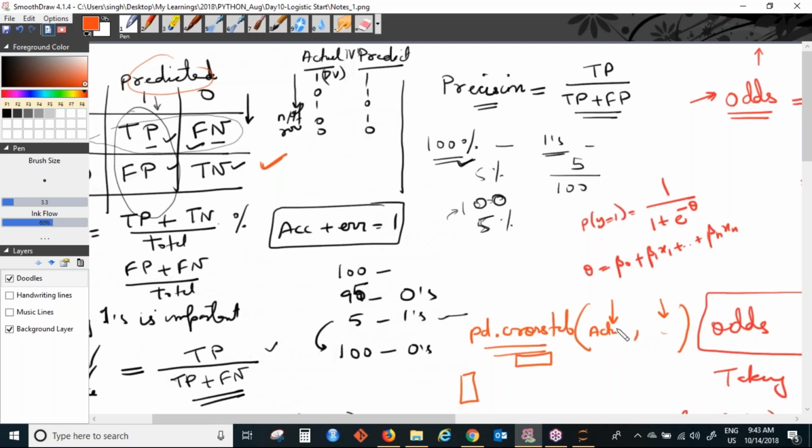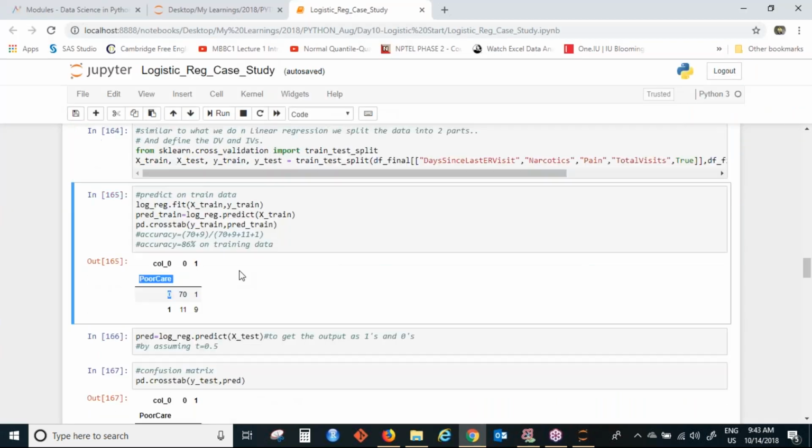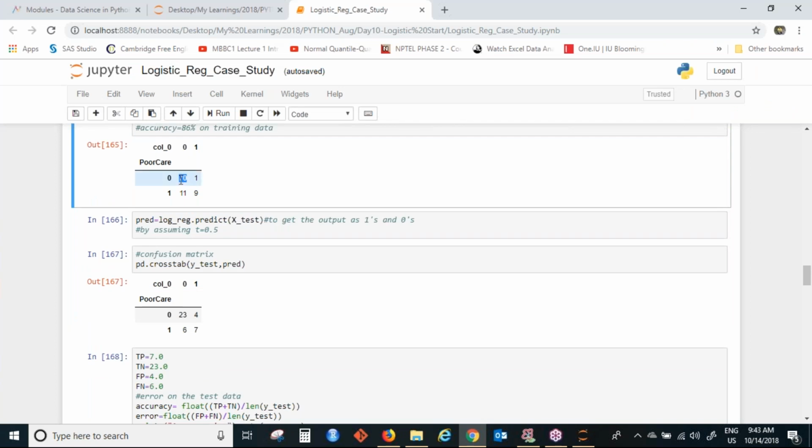So you give your actual values. What is your actual value? Your actual value is y underscore train. And what is your predicted value? This is coming from the model, so pred. This way you can compute your confusion matrix. So this is what I have. This is 0 0, that means this is true negative. This is 1 1, that means it is true positive.